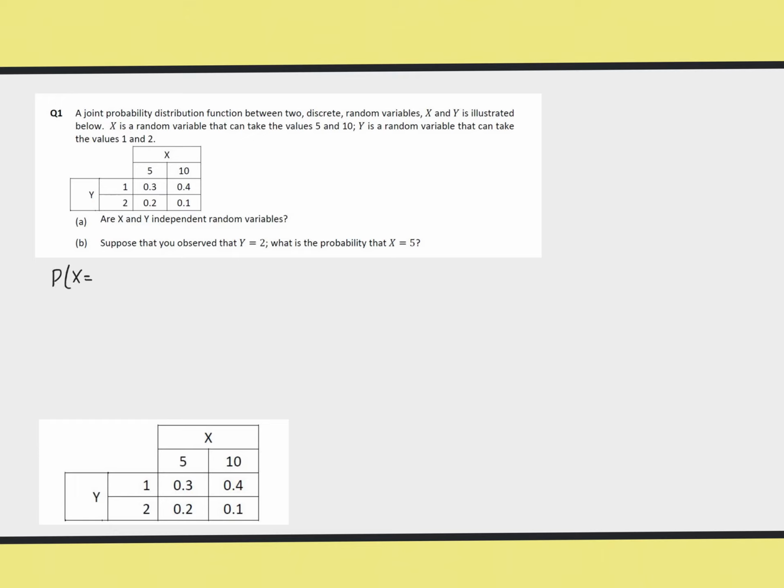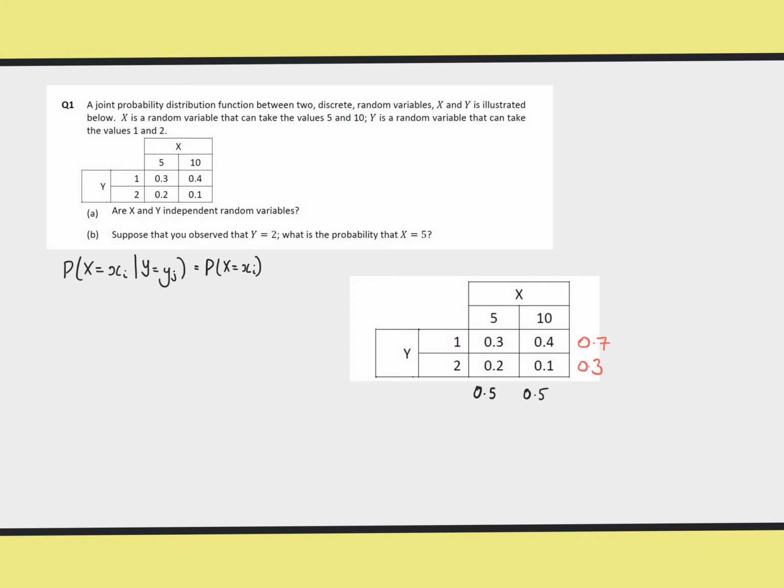So the probability that x is equal to 5 is going to be 0.3 plus 0.2, which is equal to 0.5. Similarly, the probability that x is equal to 10 is 0.4 plus 0.1, which is equal to 0.5. For y, the probability that y is equal to 1 is 0.3 plus 0.4, which is 0.7. And similarly, the probability that y is equal to 2 is 0.3. So we can write all of those down.